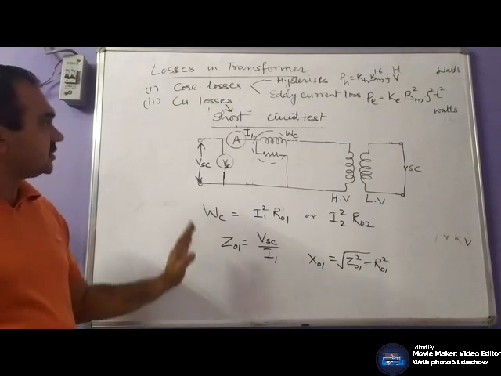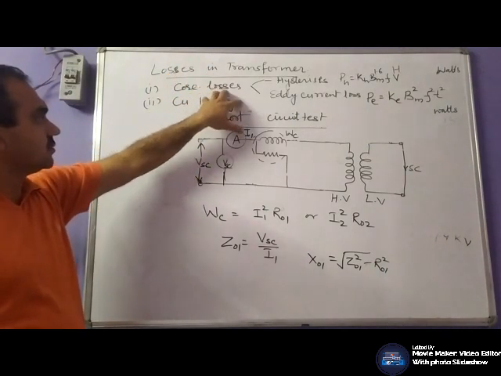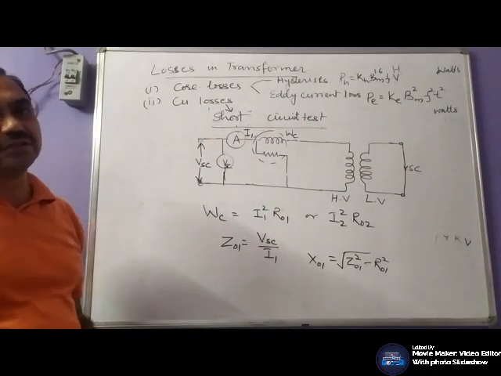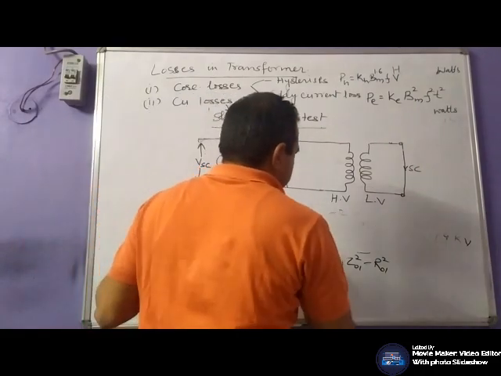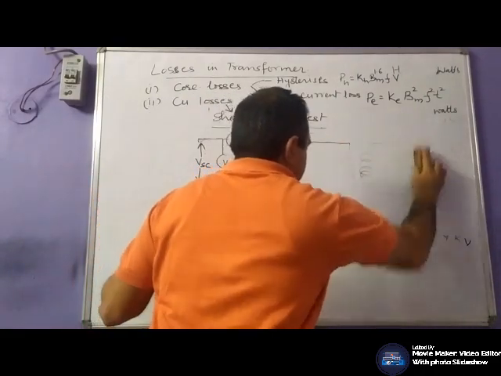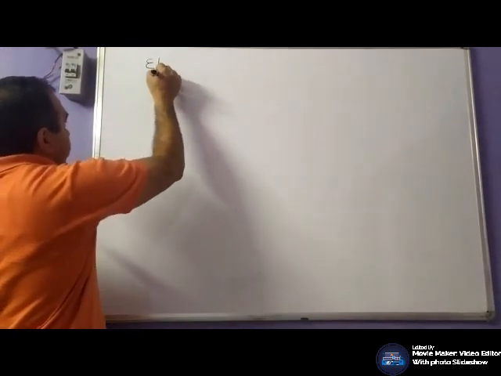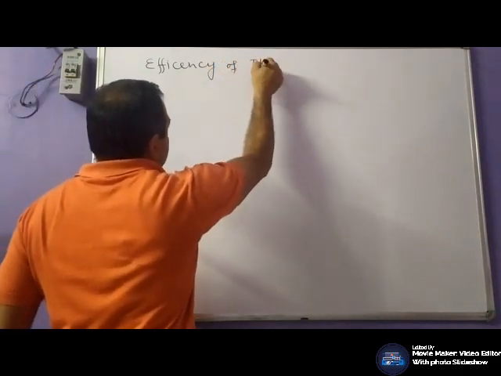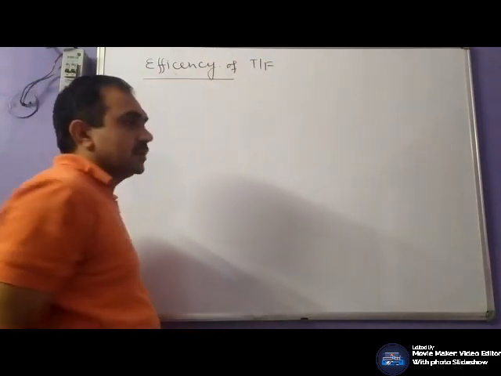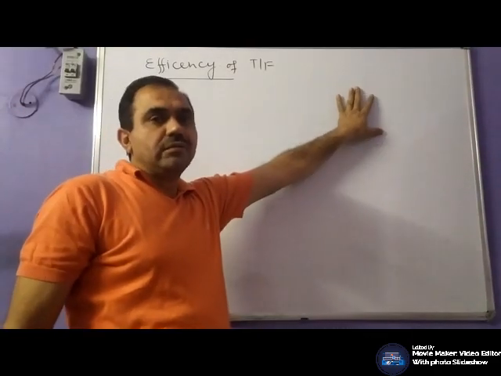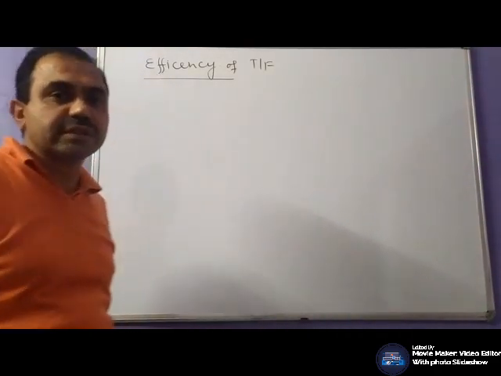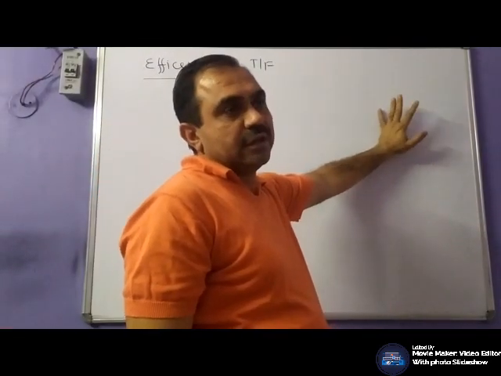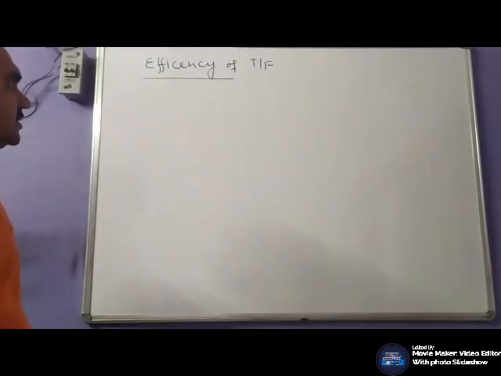copper losses of the transformer using the short circuit test. Once you are aware of the copper losses and core losses of the transformer, you can find out the efficiency of the transformer. We have measured iron losses or core losses using the open circuit test, and we have measured copper losses using the short circuit test. Once these losses are known, we can find out the efficiency.